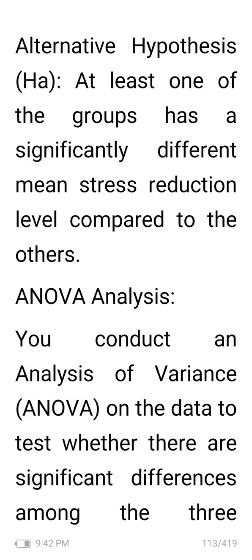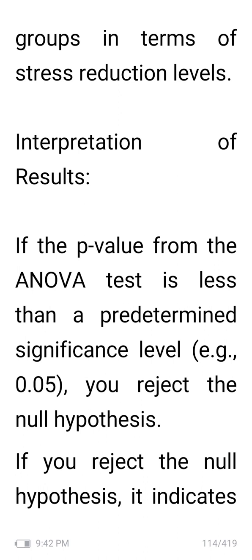An alternative hypothesis: at least one of the groups has a significantly different mean stress reduction level compared to the others. You conduct an analysis of variance, ANOVA, on the data to test whether there are significant differences among the three groups in terms of stress reduction levels.